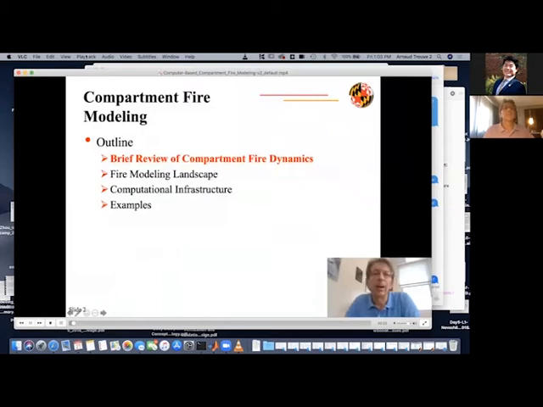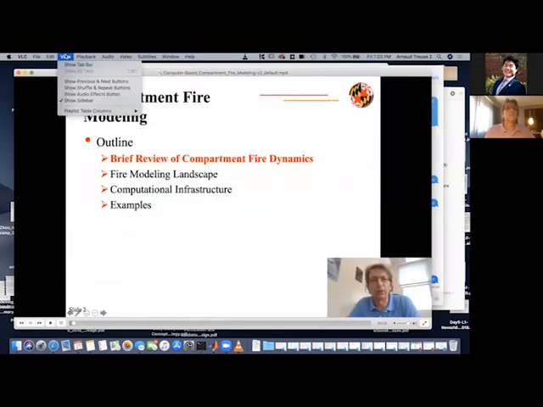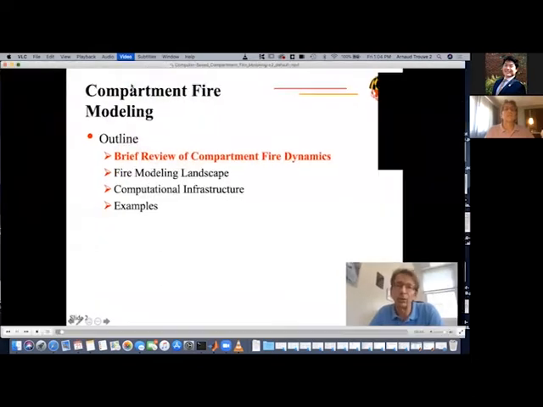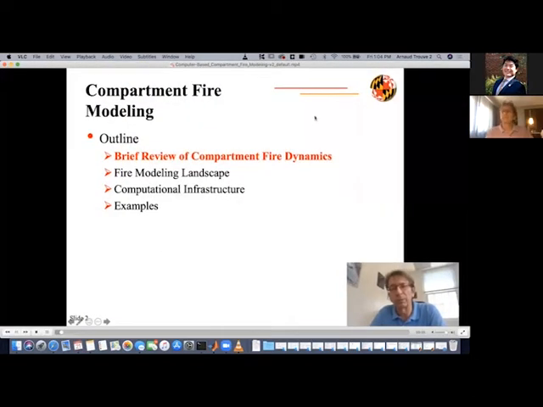All right, this is the outline of my presentation. I will start with a brief review of fire dynamics, followed by a description of the landscape for fire modeling, followed by a description of the computational infrastructure that fire models are building upon, and finally, a few examples.